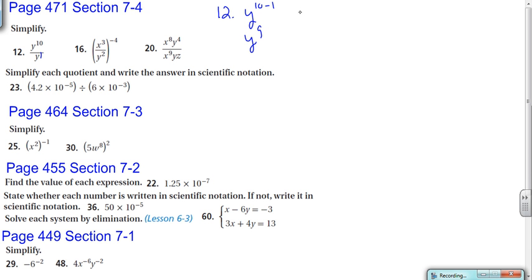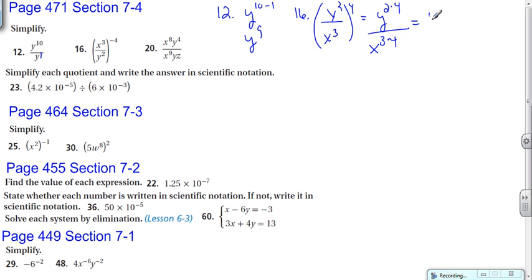Number 16, when you have a negative exponent on a division problem, you can flip the division problem upside down. So I'm going to have y squared on the top and x cubed on the bottom, and that causes the exponent to be positive. When you have exponents on the inside and exponents on the outside, the rule is you multiply the exponents. So I'm going to have y to the 2 times 4 and x to the 3 times 4. So when I simplify that, I get y to the 8th and x to the 12th.